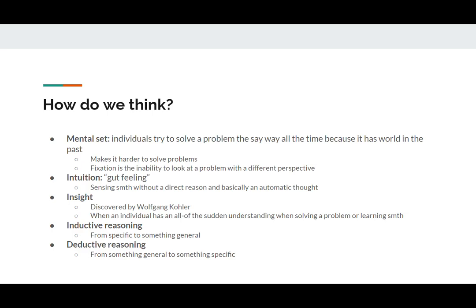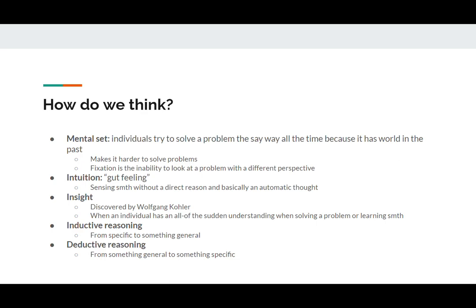Similarly, fixation is the inability to look at the problem from a different perspective. Intuition is colloquially known as a gut feeling. It is sensing something without a direct reason and basically an automatic thought. When problem solving and making difficult decisions, our brain intuits for us. As we learn and grow, our intuition does too. Our learned associations surface as this gut feeling that we have because of how we know the world works around us.